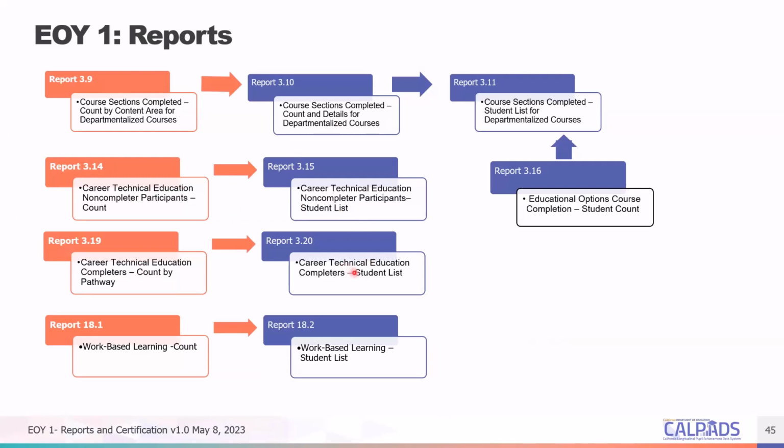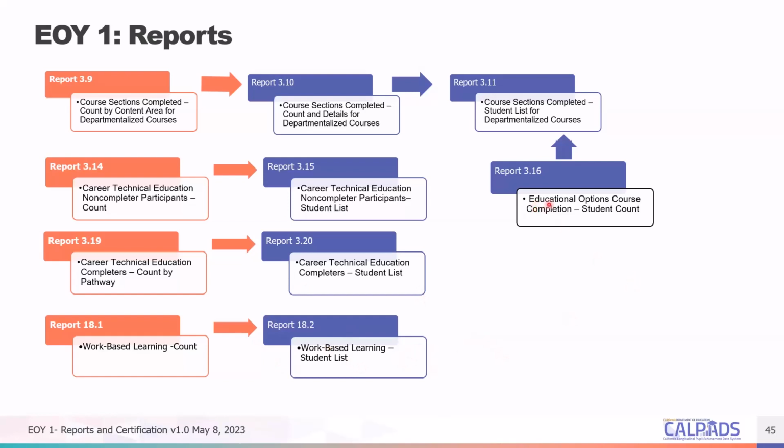Now, 3.19 and 3.20, these are your CTE pathway completers. So the students in this report fulfill all three requirements to be included on the report. You have your CRSC, your SCSC, and then of course the CTE showing that they completed the capstone course. Then you have report 18.1, which provides you a count of the students who went through the work-based learning program, and it's counted based on the different case scenarios. Then you have your student list.